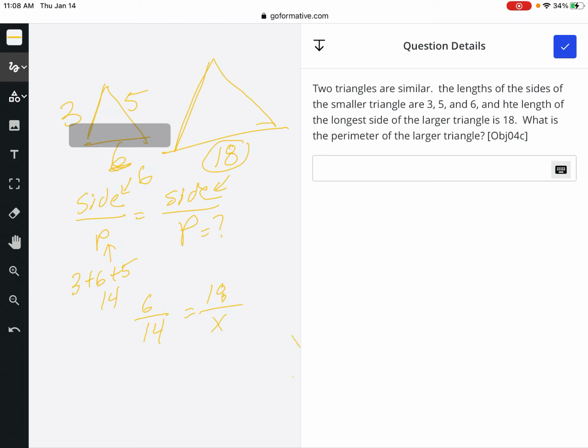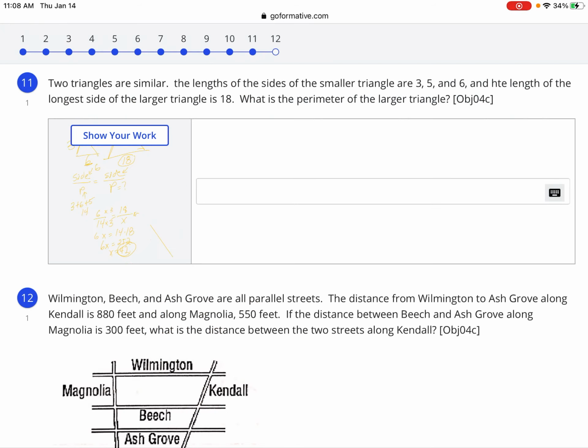I cross multiply. You can cross multiply, or you can realize 6 times 3 is 18. So the perimeter of the other one is going to be 14 times 3, which is 42. Or you can cross multiply. Or you can do 6 times x equals 14 times 18. Okay, so 6x is equal to 252. And I divide by 6, and x is equal to 42. And it doesn't give me units, so 42 is an acceptable answer.